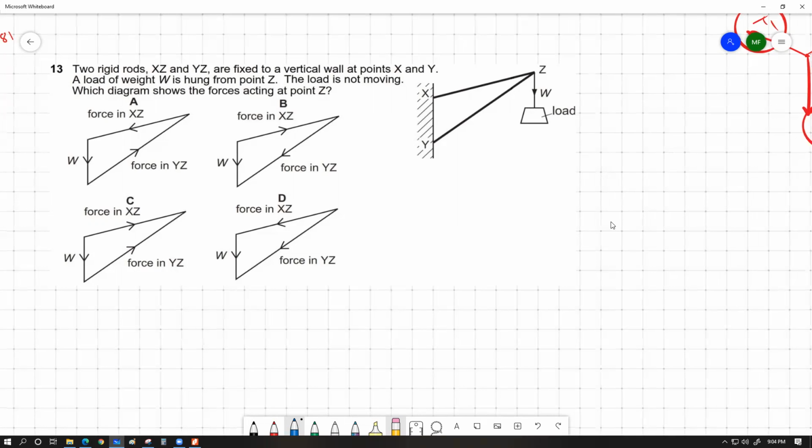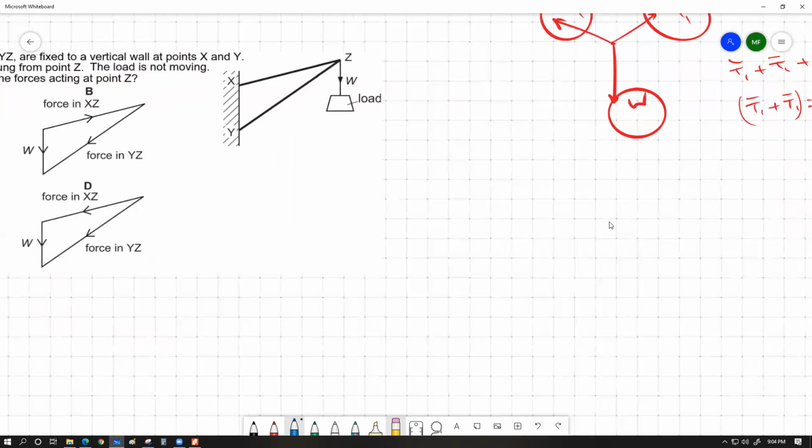Let's say we have a wall over here and from the wall there is a rectangular plank sticking out. So there is a rectangular plank that was built within the wall, or that was glued or bolted within the wall. So this is a rectangular plank.